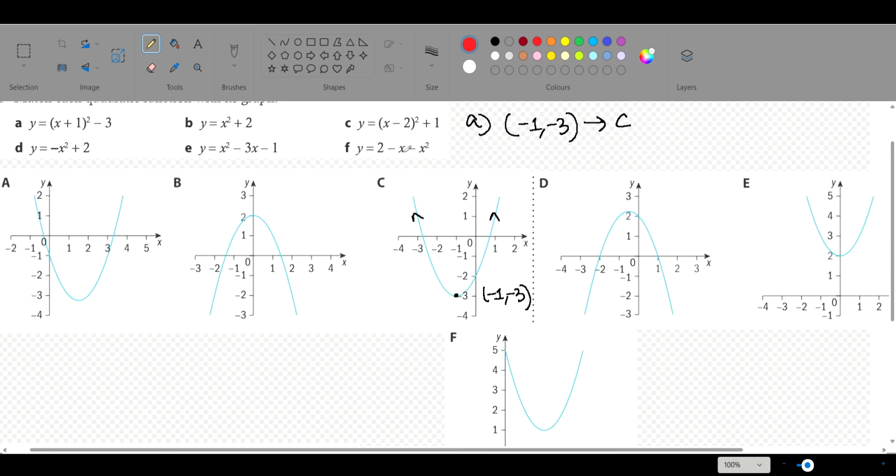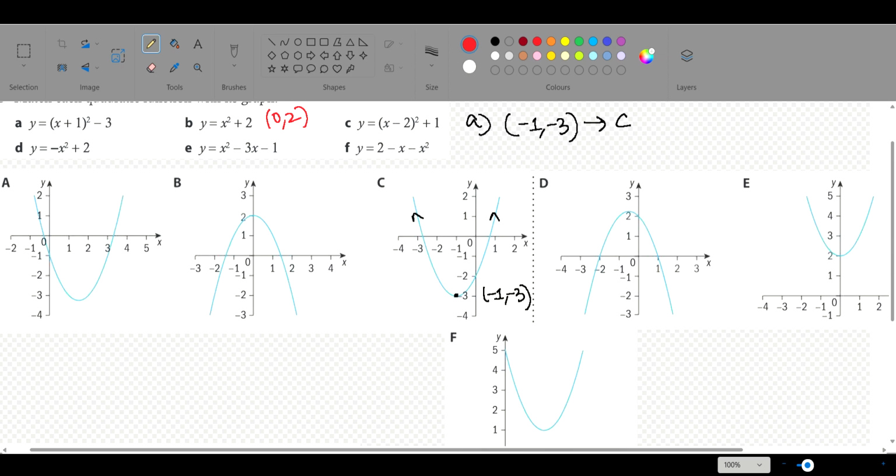Now if I just look into the B, the graph is x square plus 2. What happens with this graph? What is the y-intercept? If I just ask you what is the y-intercept of this graph? If I put x is equal to 0, what happens with the y? Y will be 2, right? So the y-intercept of this graph is 0 comma 2, right? And that same will become my vertex as well.